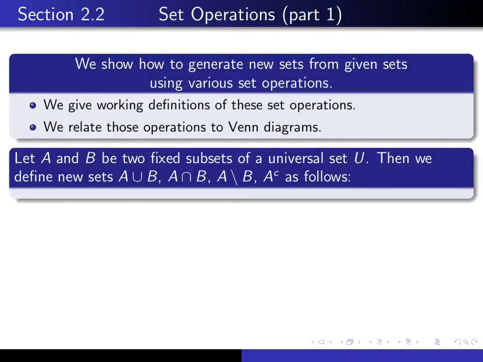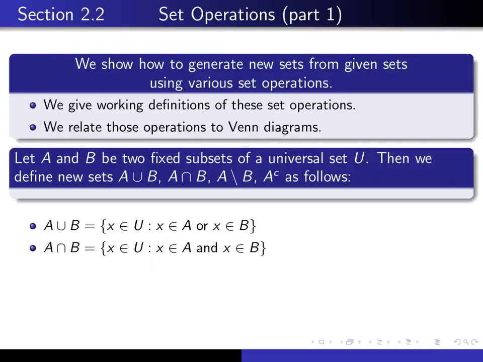So let's start with two sets A and B, and we're going to define these new sets denoted in this way. So we're defining four new kinds of sets generated from A and B as follows. This one is referred to as the union of A and B, and I'm giving a working definition using set builder notation. So you read this as the set of all x in the universe such that x is an element of A or x is an element of B.